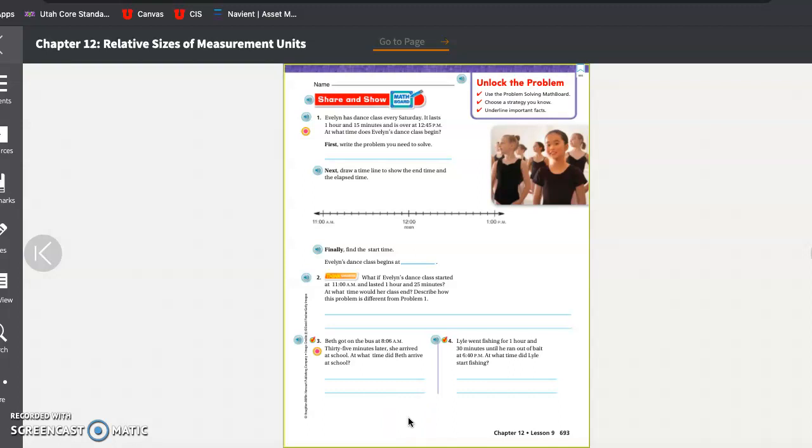Okay, 4. Lyle went fishing for 1 hour and 30 minutes until he ran out of bait at 6:40 p.m. At what time did Lyle start fishing? So again, if you didn't already, make sure you draw a number line that you can represent that with, because on your homework, you will need to draw number lines. All right, so Lyle started fishing at 5:10 p.m. If you didn't get that question right, let me know and we can go over it individually.